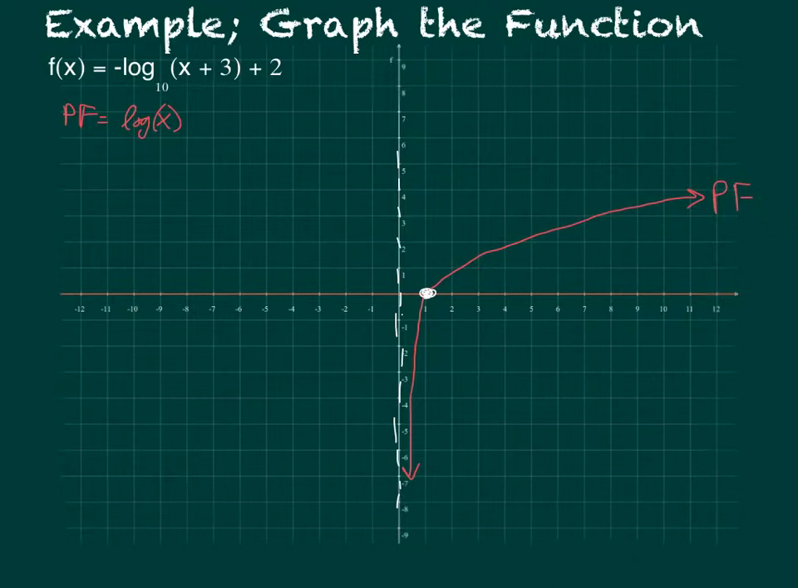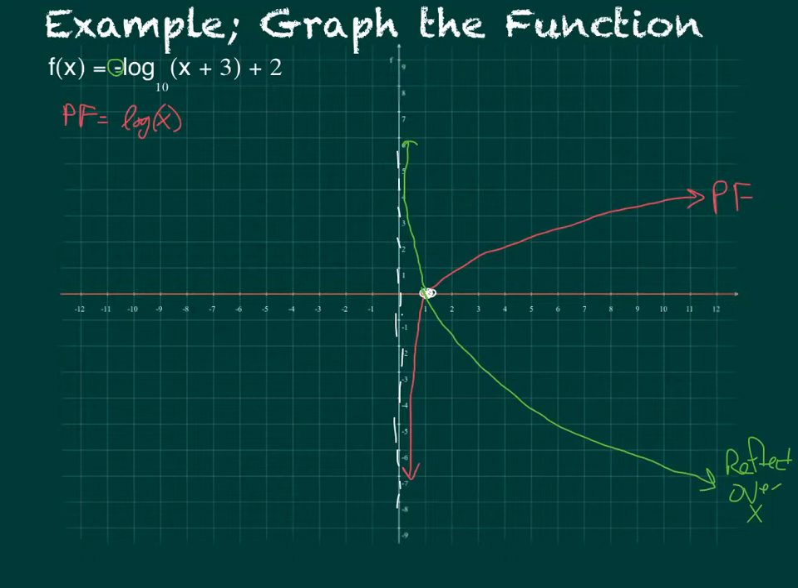The first thing I notice is this negative on the outside of the entire function. That would be a negative changing the y, so I need to flip it over the x. My asymptote won't change, but I'm going to curve this way, and then it's going to curve out here. So now I've reflected it over the x.